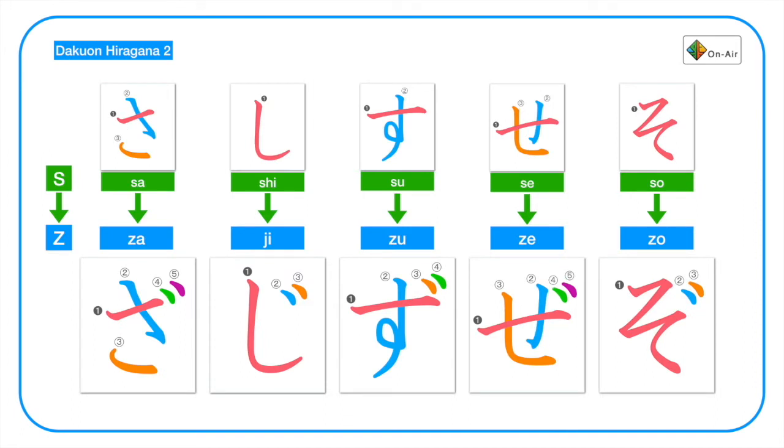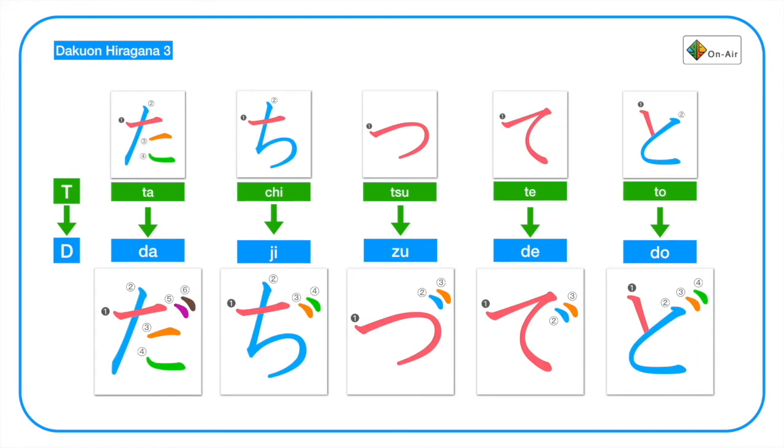The second group, we have the original as sa, shi, su, se, so. So here, we're going to change the s to z, making z the buzzing sound. And notice the double dots on the right-hand corner as well. So we have za, ji, zu, ze, zo. Again, za, ji, zu, ze, zo.